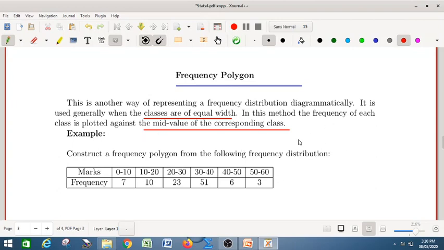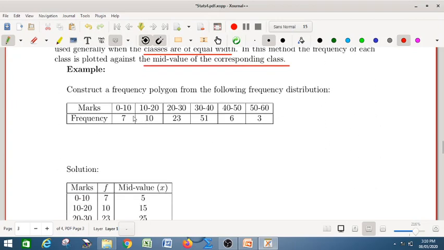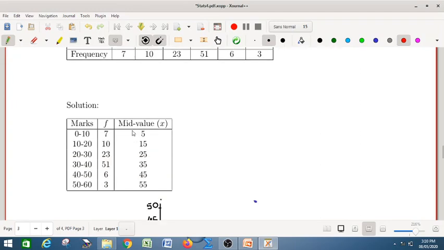Okay, so let us have an example, 0 to 10, 10 to 20, etc. And frequencies are given by this. So the mid values for 0 to 10 are 5, 15, 25, 35. Equal width. Look at that, you have equal width. Width is equal in each case. So you have the mid values.